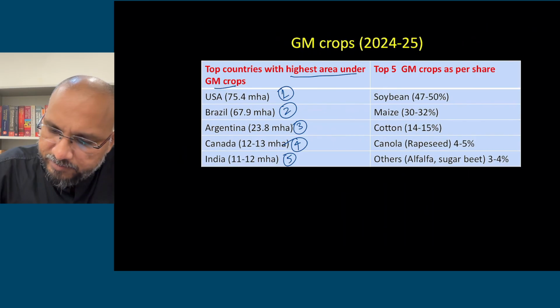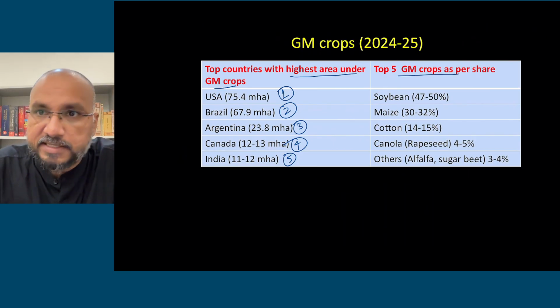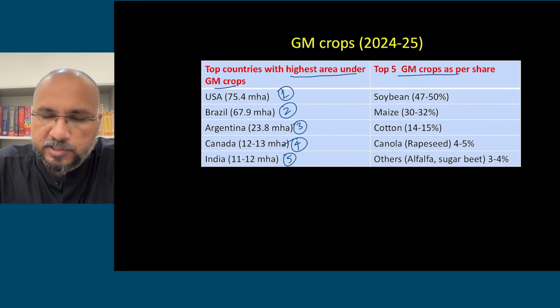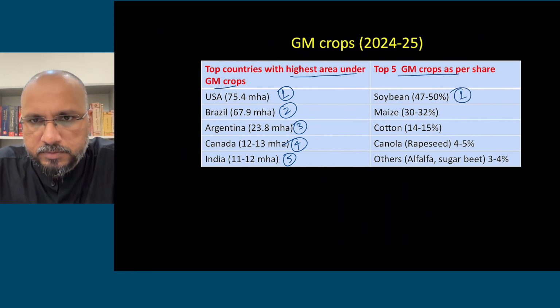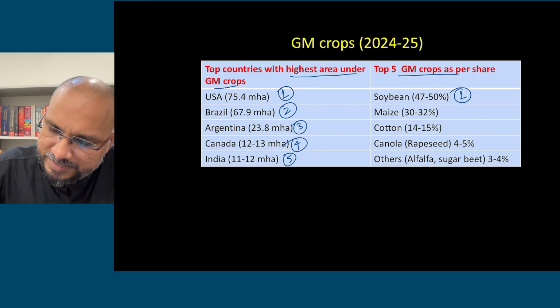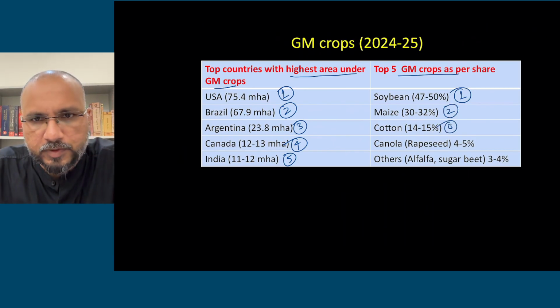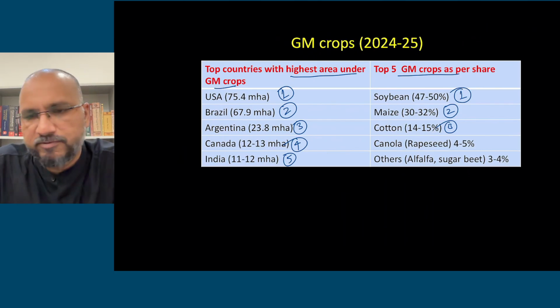Now, top GM crops: which crop has the larger share of area, which crop is planted over more area. Soybean is at the first position. The largest area is under soybean, 47 to 50% of the GM crop area. Second is maize, third is cotton. So just remember at least the top 3, that will be enough.